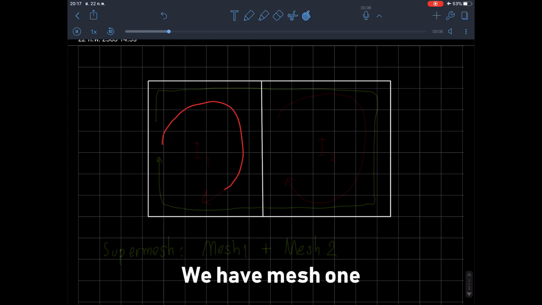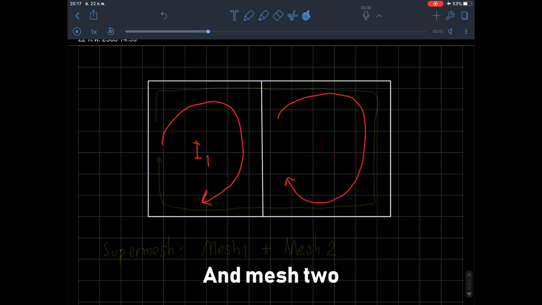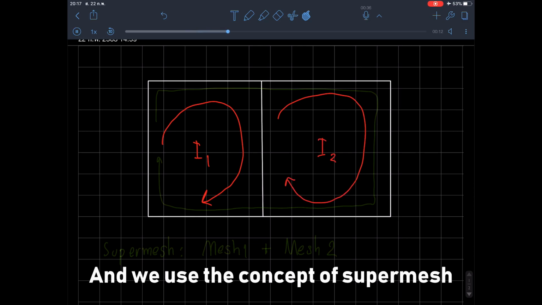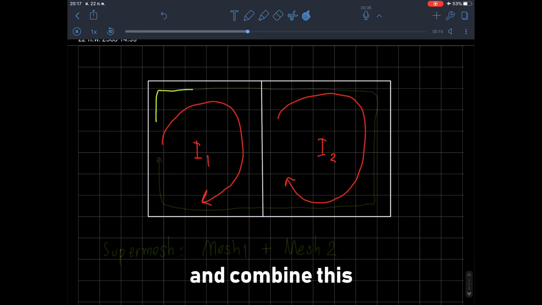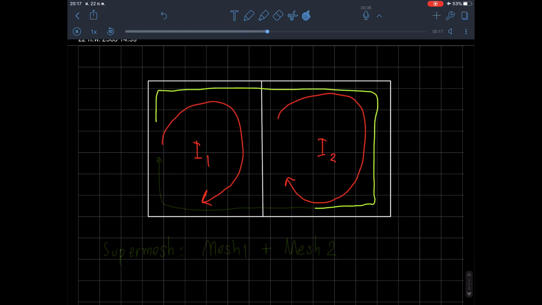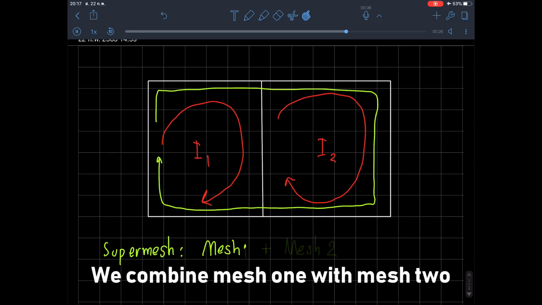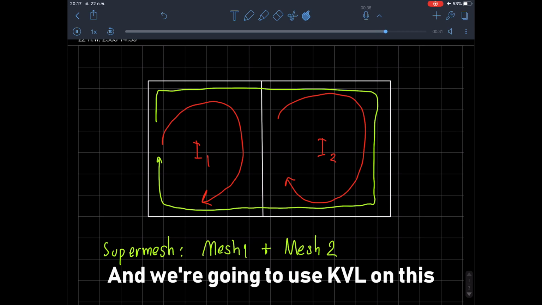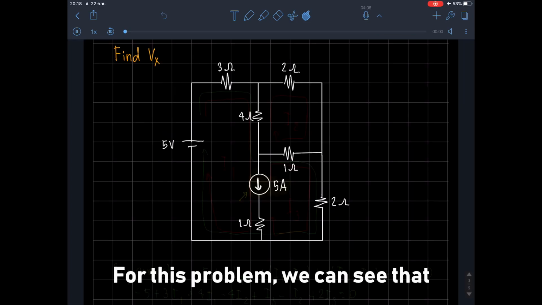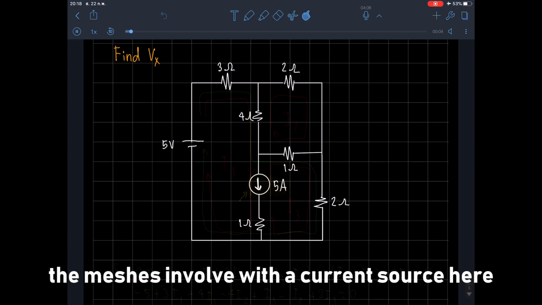Assume that this is a circuit. We're going to have mesh 1 and mesh 2, and we use the concept of supermesh and combine them. So for the supermesh, we combine mesh 1 with mesh 2, and we're going to use the KVL rule on this. For this problem, we will see that the meshes are involved with a current source here.